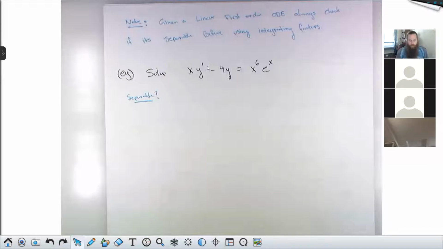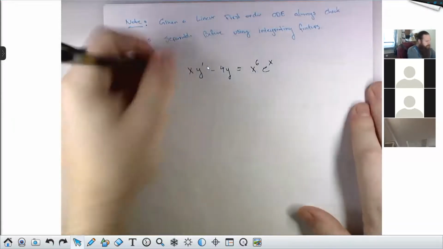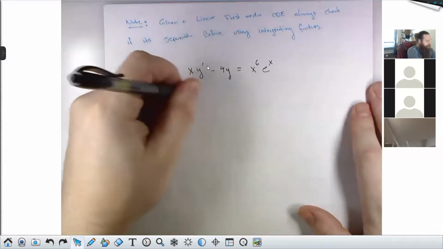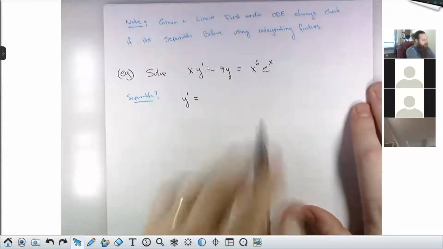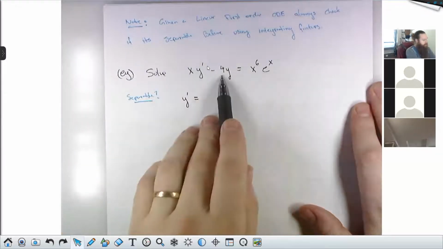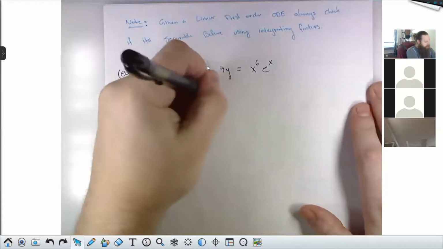Well, I try to separate variables, right? Remember, a separable equation is one where you can write it as y prime equals some function of x times some function of y. So let's solve this for y prime. What would I get there? I'd have x to the 6 e to the x plus 4y all divided by x.